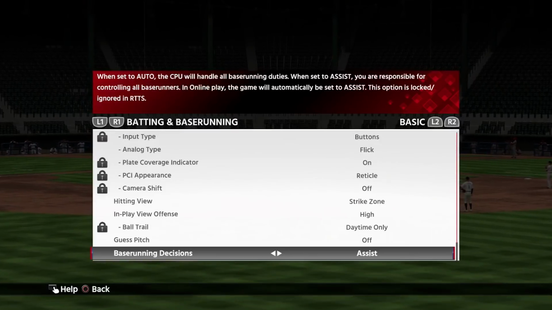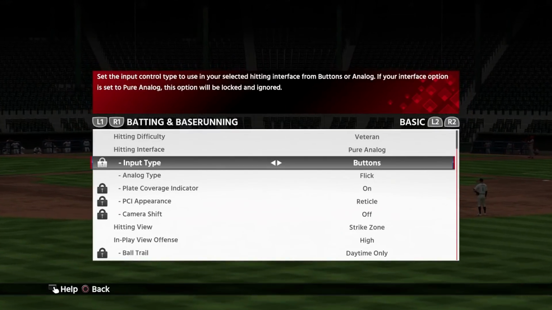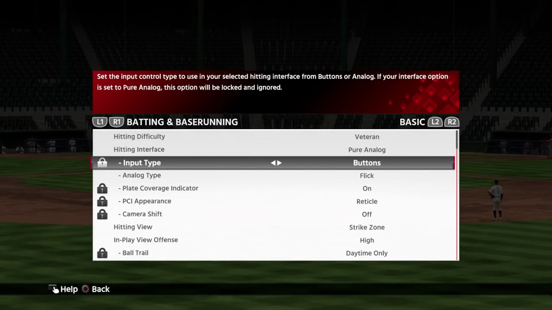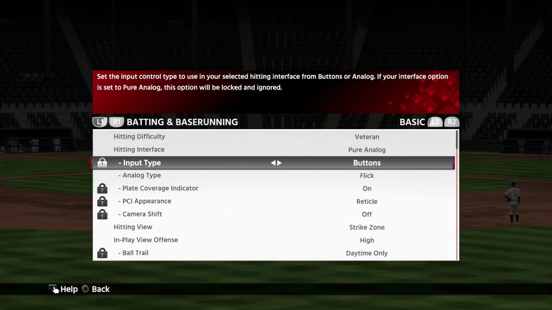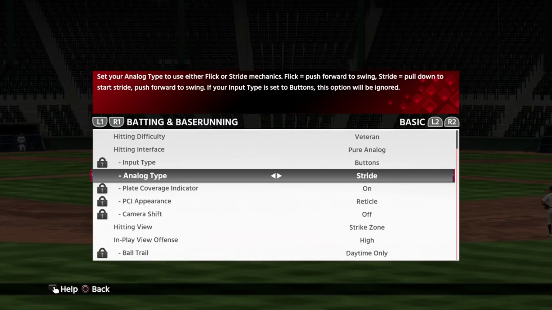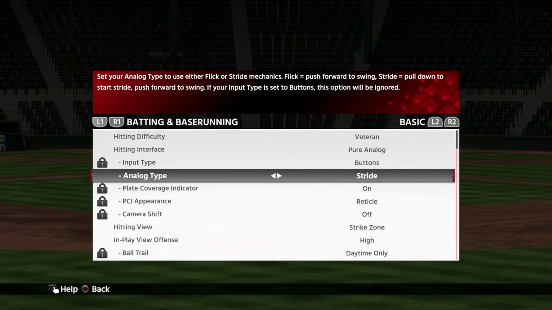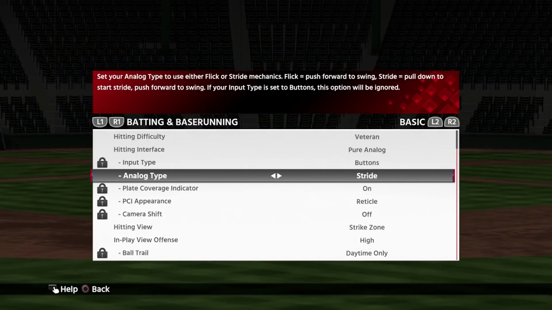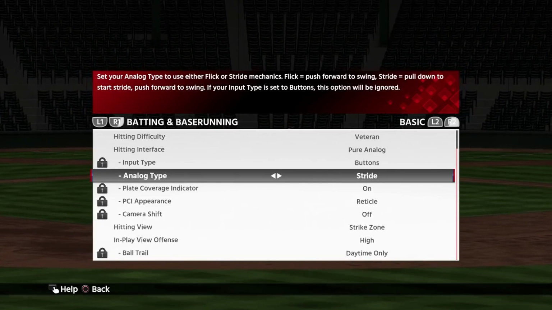Now, back in the day, I'm talking MLB 12 through probably 14, when I was playing online a lot, there were a lot of good users that used analog hitting, and back then you could only use stride. And really the one advantage analog hitting gave you was you didn't have to be as precise with your PCI because you really weren't controlling it.